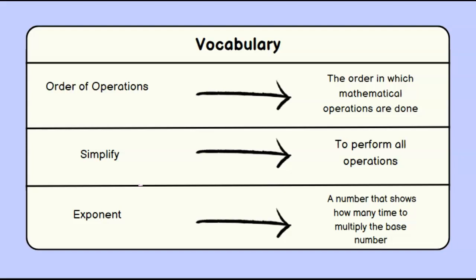Vocabulary for this skill. Order of operations: the order in which mathematical operations are done. So we need to know if we do addition first, subtraction first, multiplication, or division. Simplify: to perform all operations. So we're simplifying. We are doing those operations to come to our answer. And then finally, exponent: a number that shows how many times you multiply the base number.